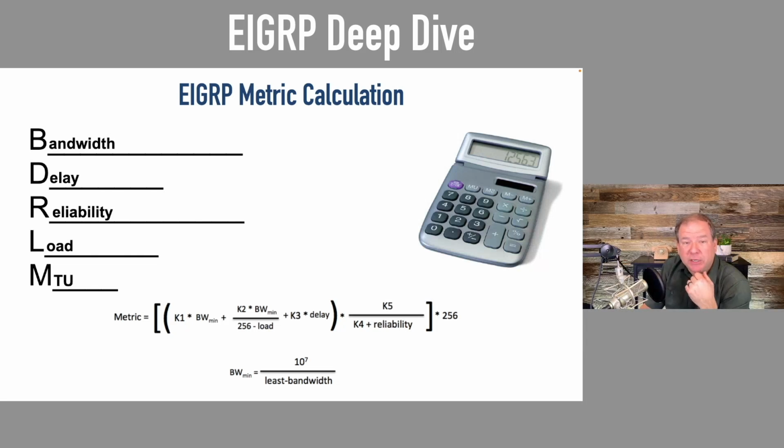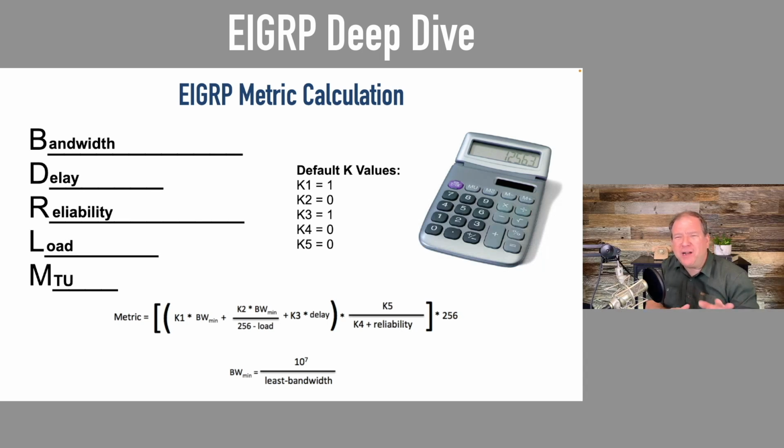Reliability is a fraction. It's a number over 255. If we're not dropping anything and we're 100% reliable, then it's 255 over 255, which is 100%. Load is also a fraction over 255. A minimal load, if we're not using much or any of our bandwidth on this link, it's going to be a 1 over 255. And if we're totally saturated, it's going to be 255 over 255. Now these K values, we've got K 1, 2, 3, 4, 5. Here are the default K values that we have.